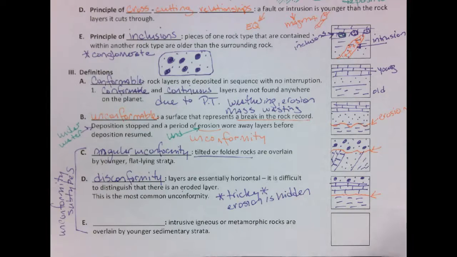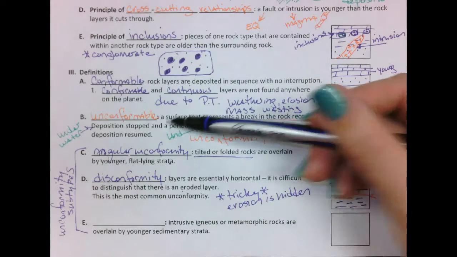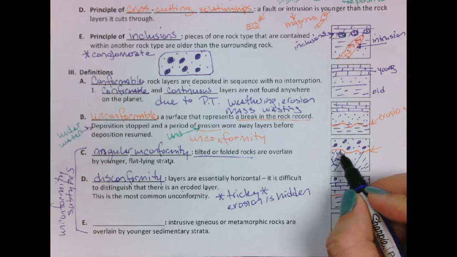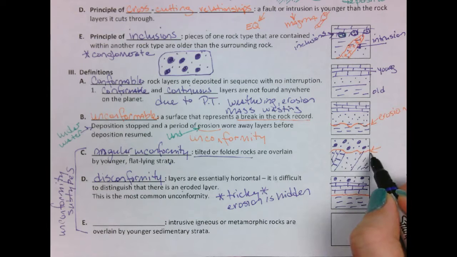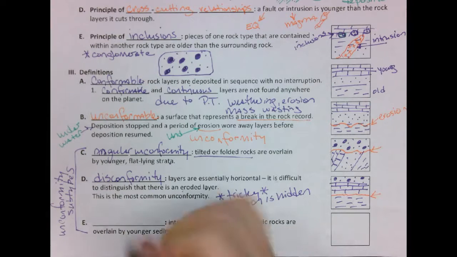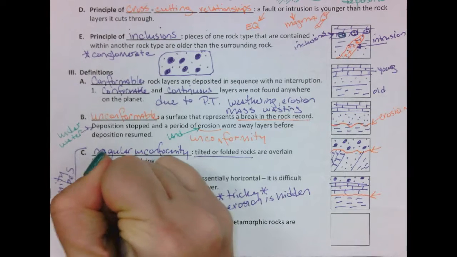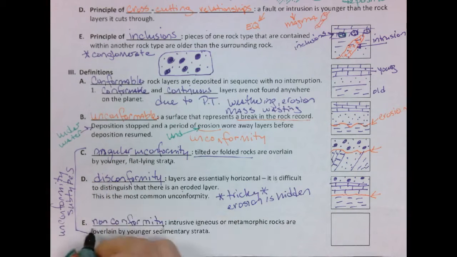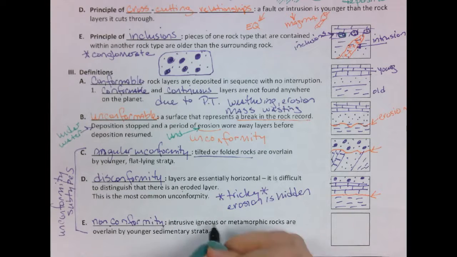Now, in the case of trying to figure out what kind of unconformity you're looking at, with your angular unconformity, they're all angled underneath the erosion. With your disconformity, they're all horizontal under the erosion. The last one is a non-conformity. It's non-sedimentary. Underneath the erosion, we have a completely different type of rock, either igneous or metamorphic.